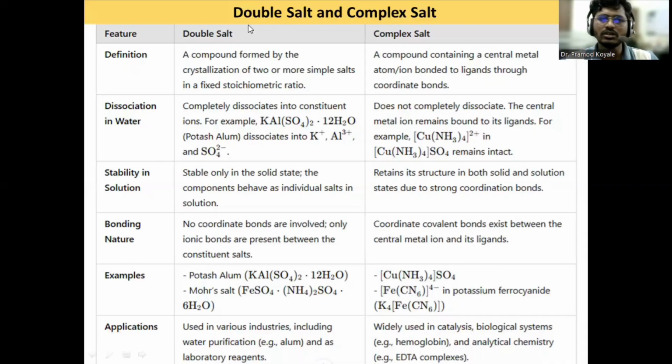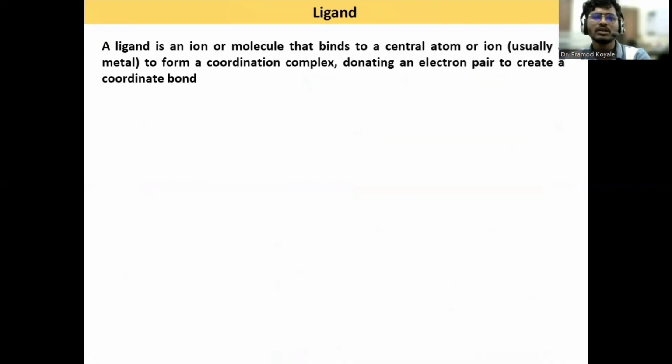Regarding bonding, we already know that double salts possess ionic bonding, while the complex salt possesses coordinate covalent bonds. Okay, then we have the respective examples which we already discussed, and they have the respective applications also.